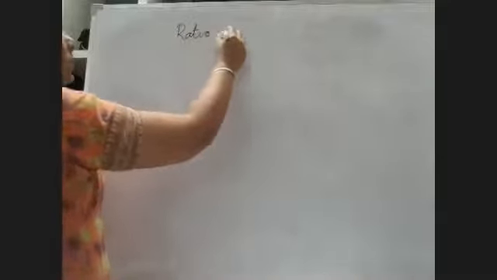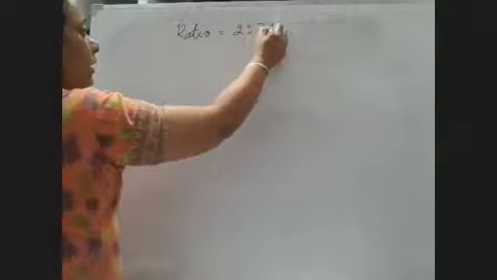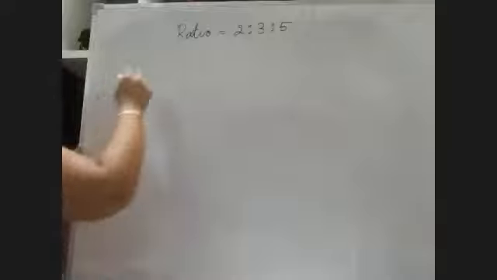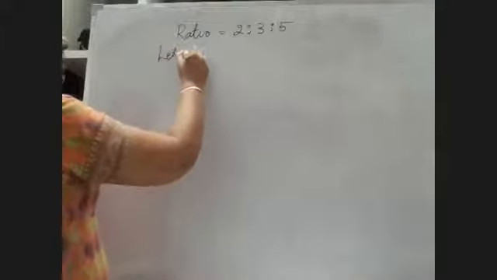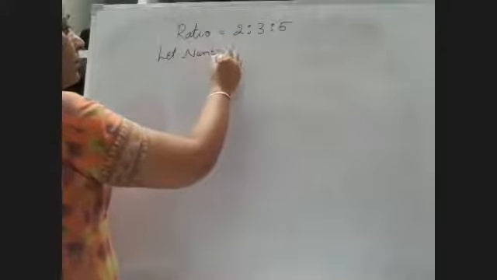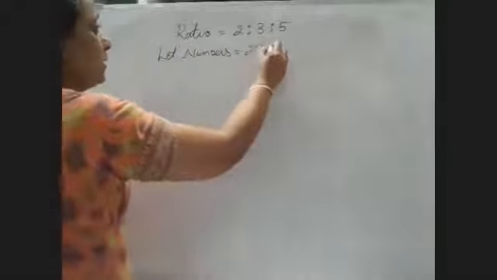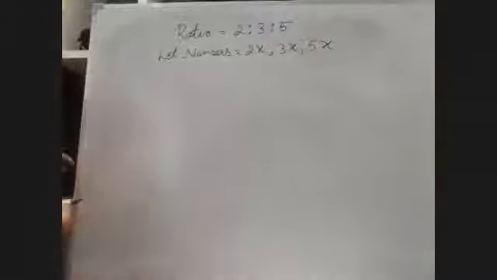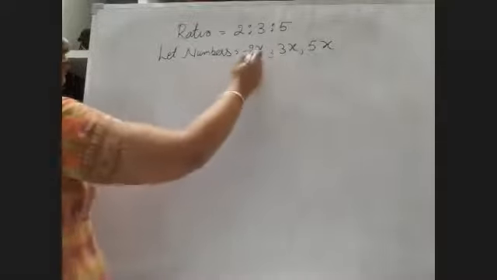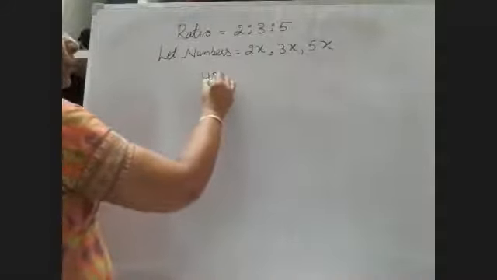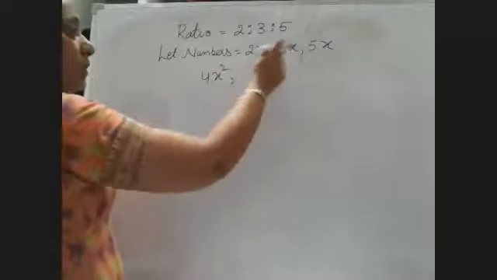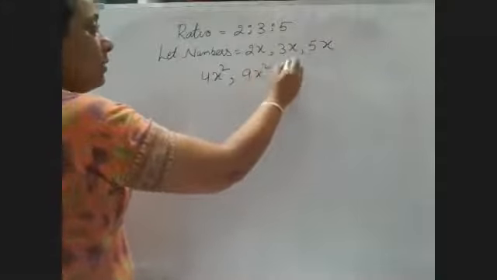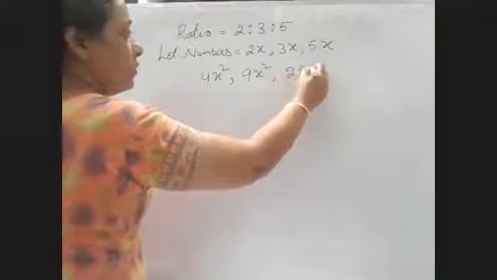First, students, the ratio of these numbers is 2, 3, and 5. Let the numbers be 2x, 3x, and 5x. Now, the squares of these numbers: 2x squared is 4x squared, 3x squared is 9x squared, and 5x squared is 25x squared.